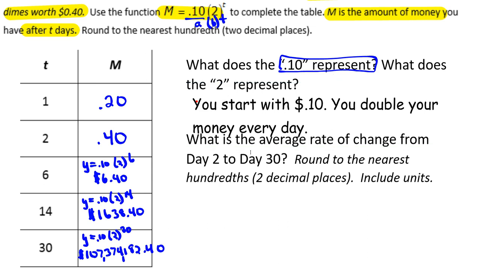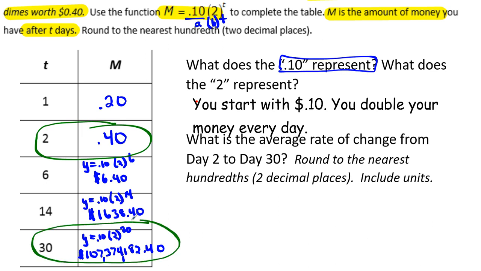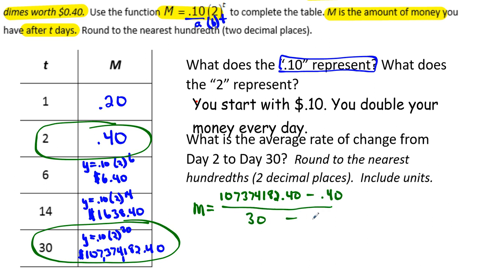Now, what is the average? Oh, another one. I favor those average rate changes. I love them. Okay, what's the average rate of change from day 2 to day 30? I think we already did the math for those. So I think day 2 was right here, right? Yep, there's day 2. There's day 30. Let's go ahead and find our slope between those 2 points. So again, it's a change in y over the change in x, 30 minus 2.